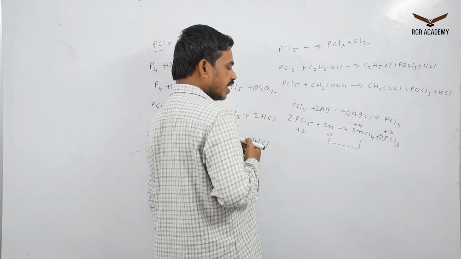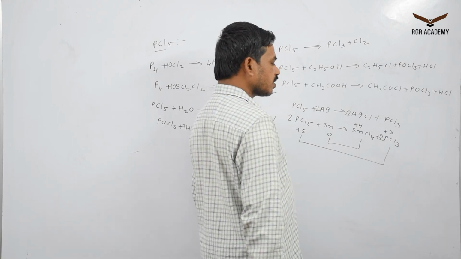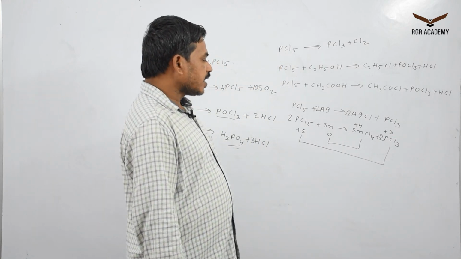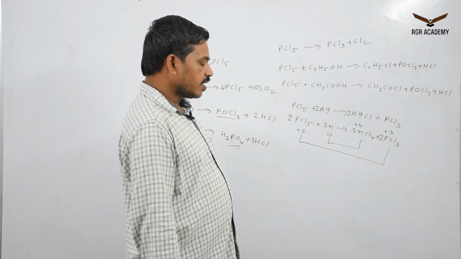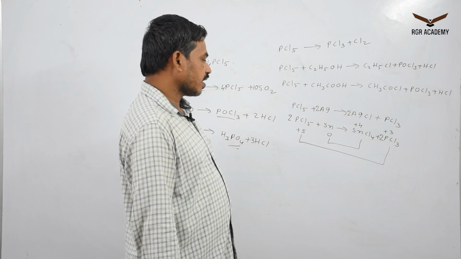It is called oxidation. Phosphorus pentachloride shows a decrease in oxidation state. It is called reduction. Both oxidation and reduction take place in the same reaction. It is called a redox reaction.